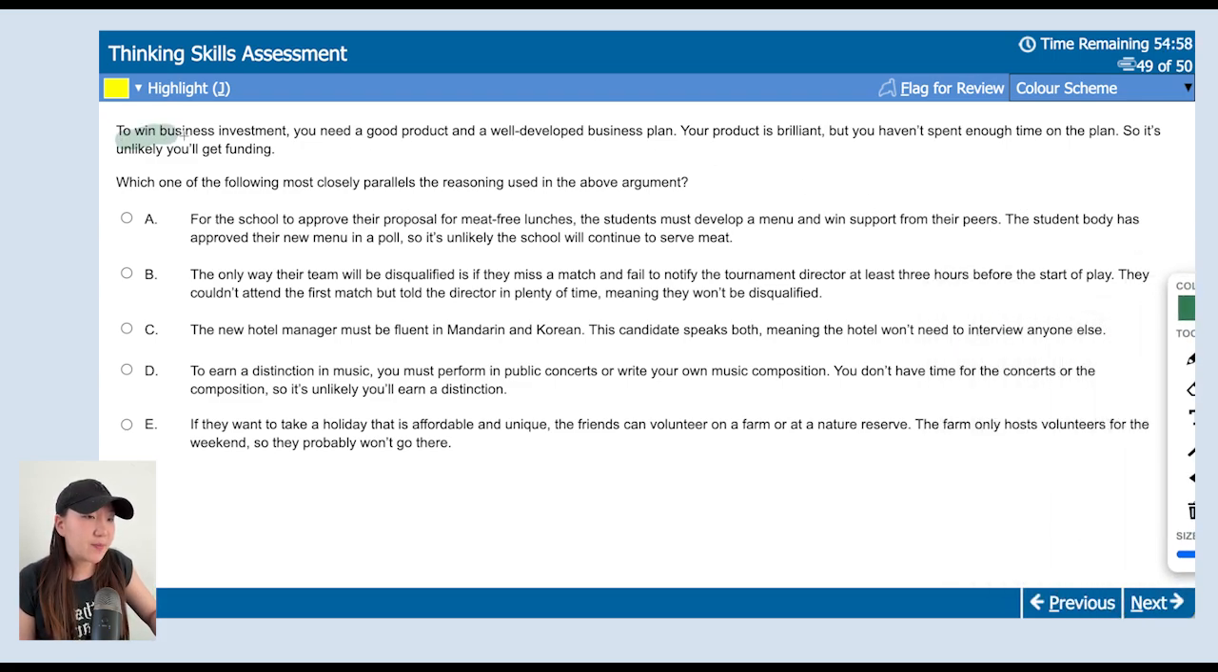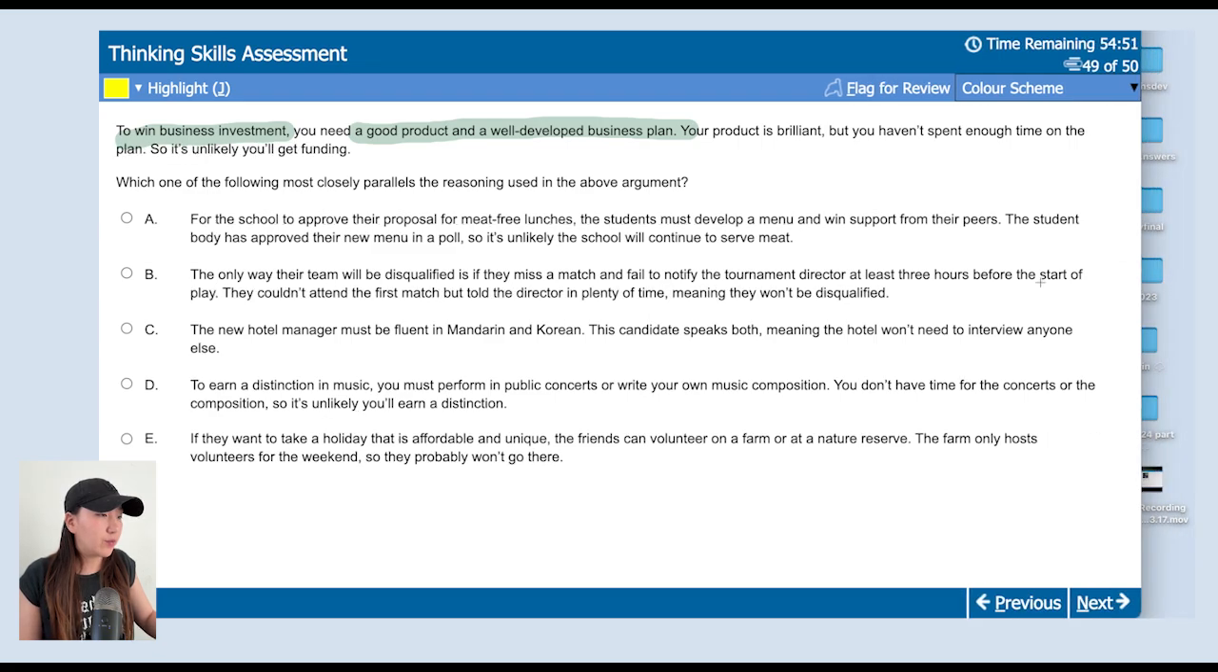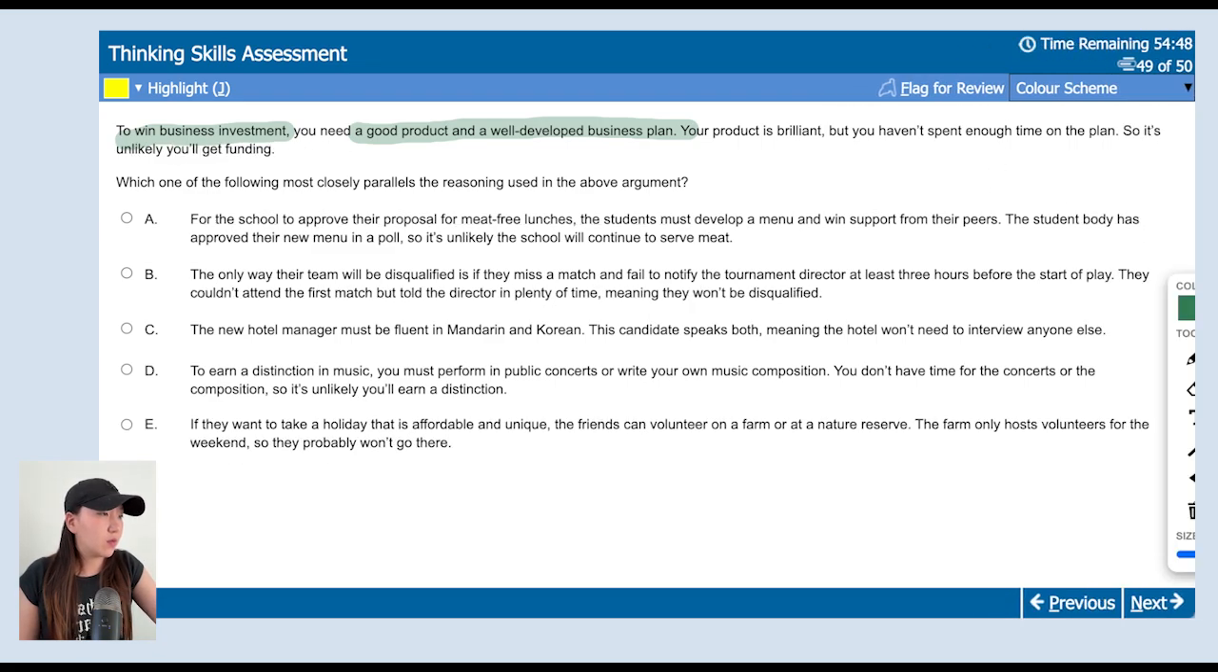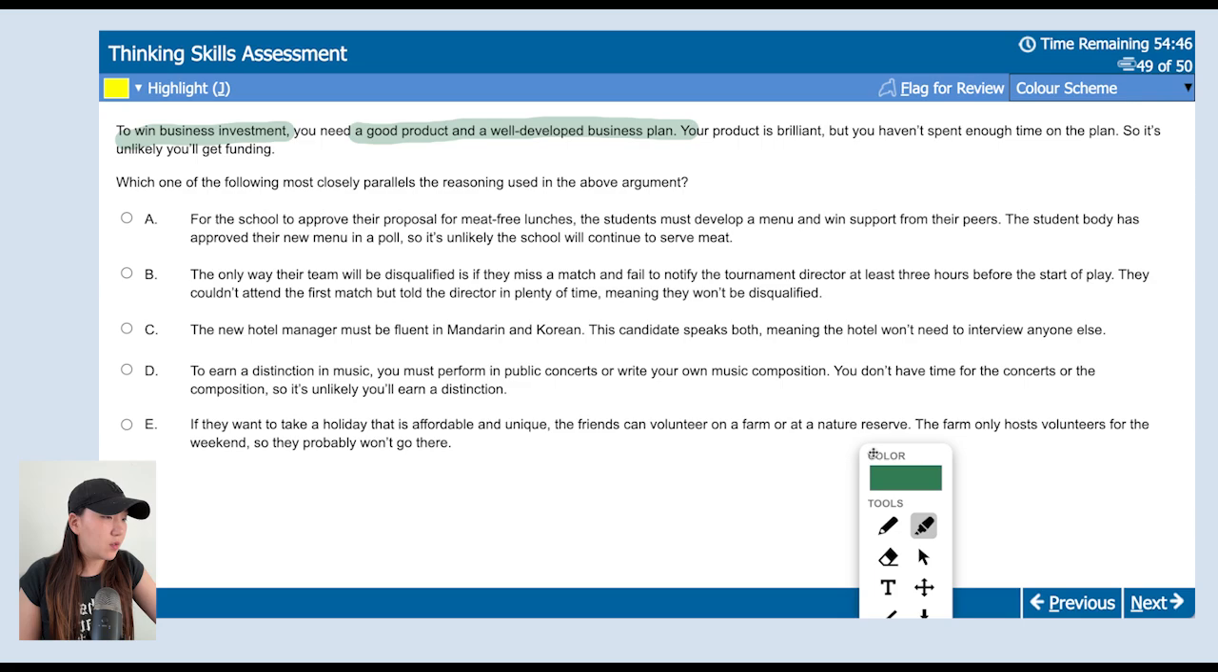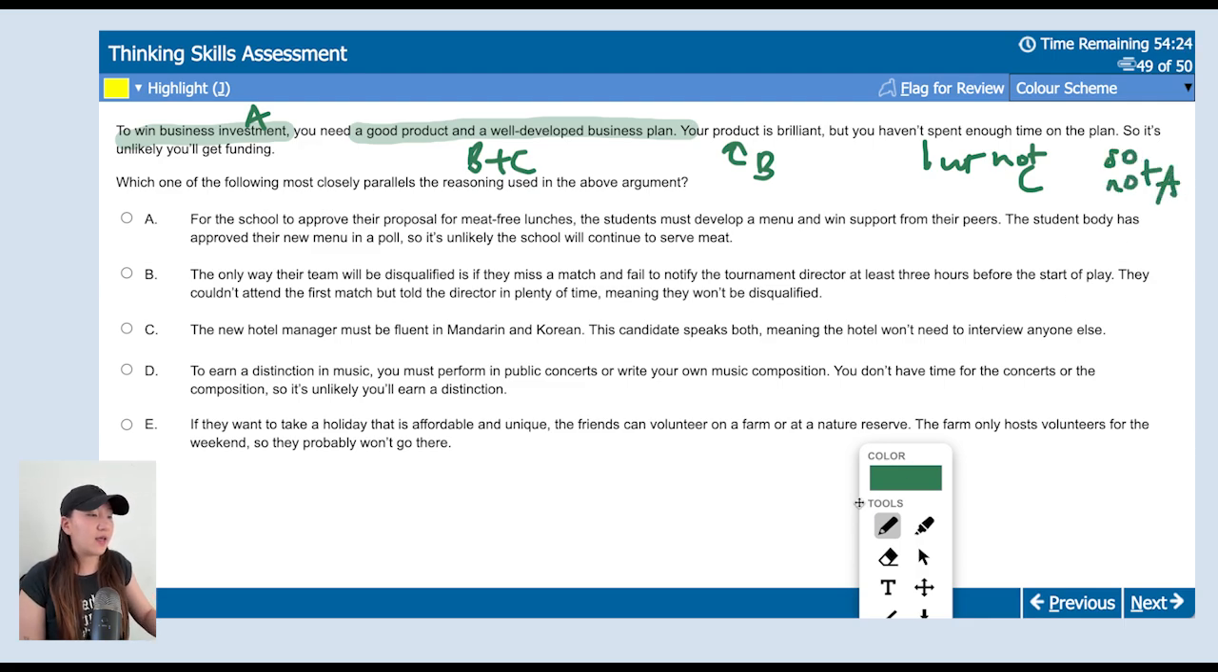To win business investment, you need a good product and a well-developed business plan. So to get some result A, we need to have a combination of two things, B plus C. It's "and", right? Your product is brilliant, so we do have one of the conditions, but you haven't spent enough time on the plan, so not C. So it's unlikely to get A, so not A, right?